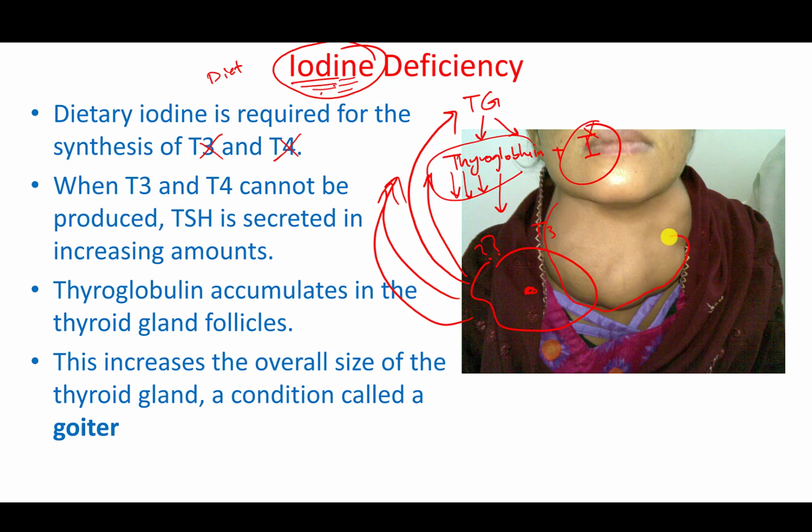This will develop something called a goiter, enlargement of the thyroid gland to keep up with the need for the thyroid hormone. But again, the problem is not the thyroglobulin, the problem is the iodine. That's why they started to add iodine to salt to prevent these issues.